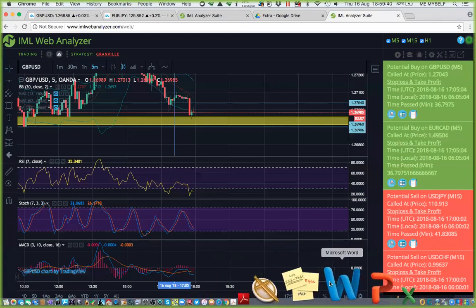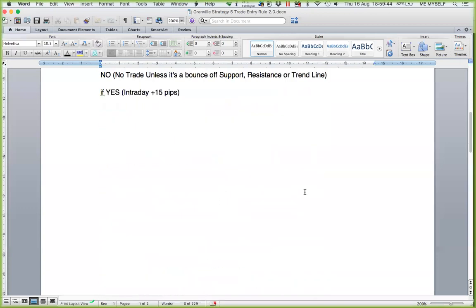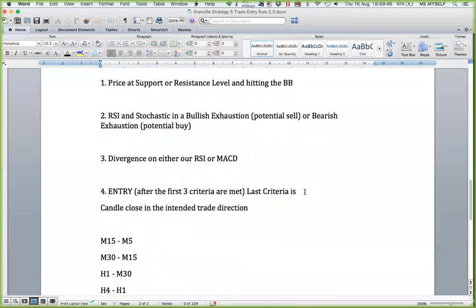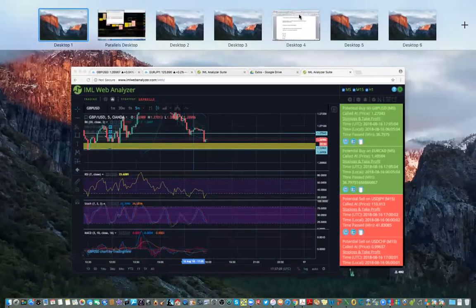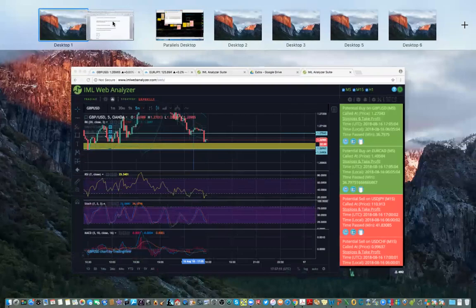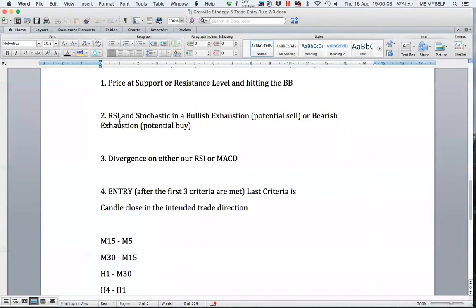And I'll just pull our entry criteria up here. So there we go. These are the ones. Number one, I want to see price at a support and resistance level. I want to see price hitting the Bollinger Band as well, which is what we have.